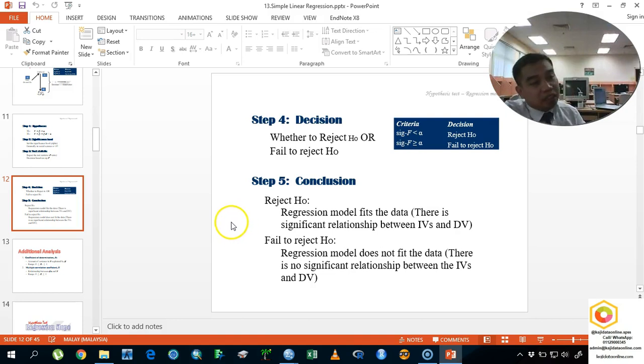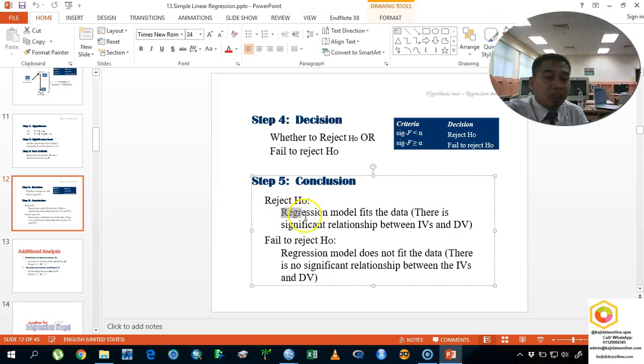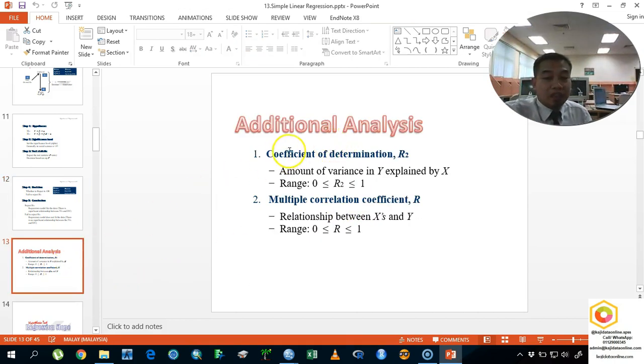So R, regression model. And what does model mean? Your model fits or does not fit. It seems like you want to test clothes, whether the clothes fit or not fit your body. That is just one example. And if you reject your null hypothesis, then you suggest that the regression model fits, whereas there is a significant relationship, like correlation too. Okay, this is the additional analysis, which we call the coefficient of determination.